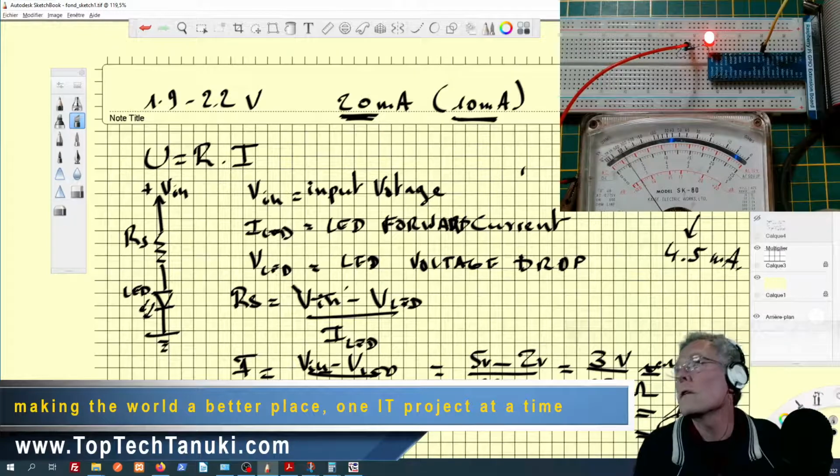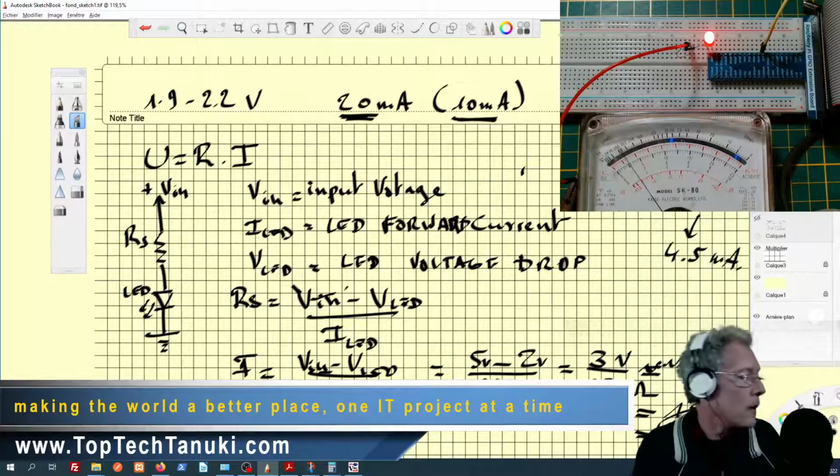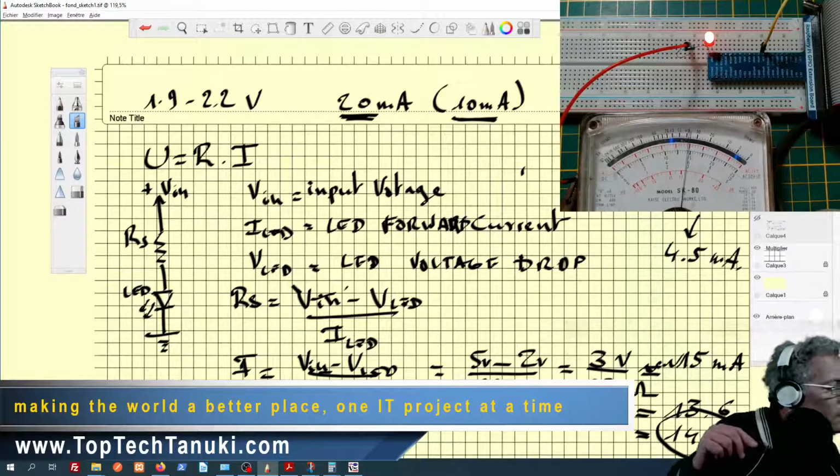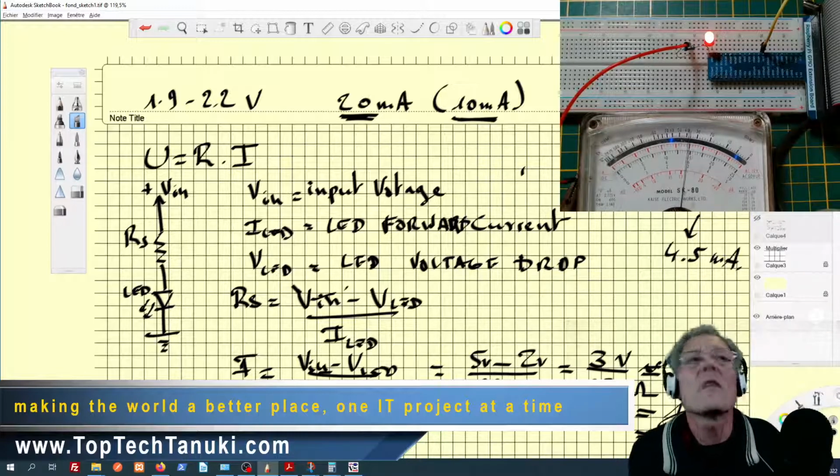Okay, so this is about half. Yeah. Okay, 4.5 milliampere. Maybe I can change the range here. Yes. Okay, I put it on a 5 milli range.